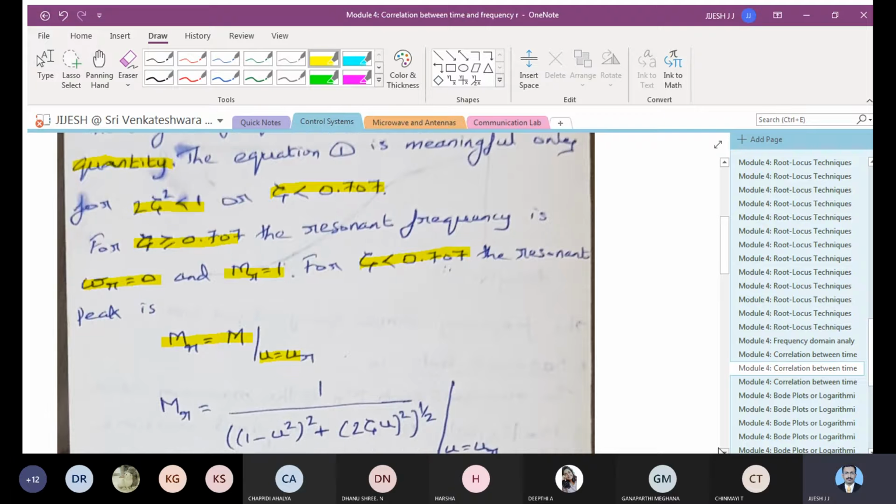So what is Mr equal to? Mr is equal to M. What is the equation for M? M is 1 divided by the square root of (1 minus u square) whole square plus (2 zeta u) whole square. So Mr also will be the same as that of M when u is equal to ur, for the condition u is equal to ur. So you can note these things, and we will then proceed further.